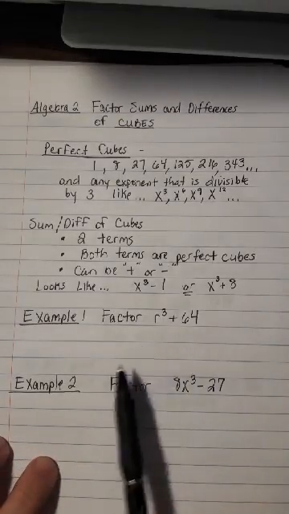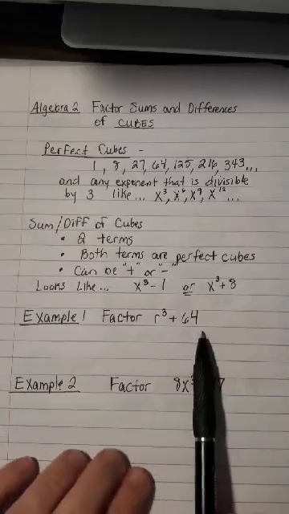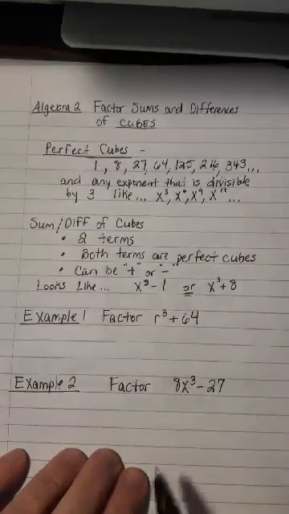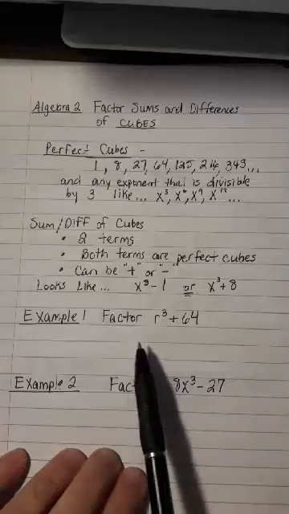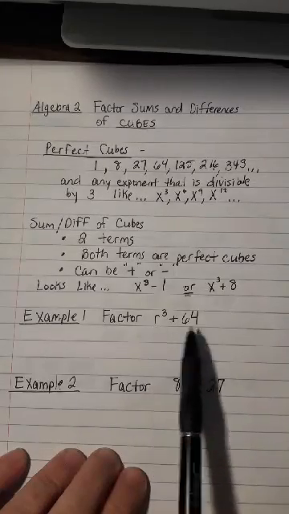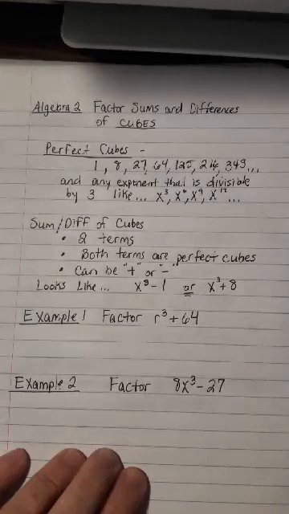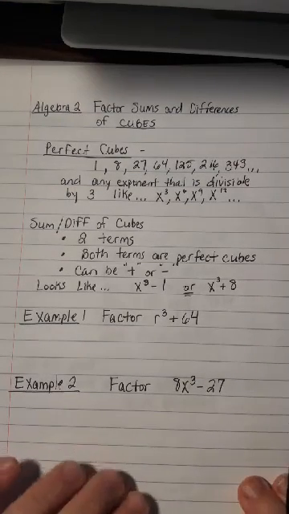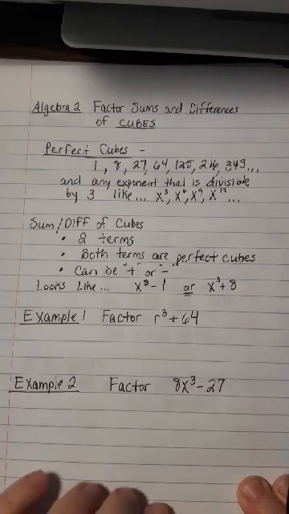All right. Example 1, factor r to the third plus 64. First thing you need to do is recognize, hey, there's two terms. So I'm going to look at my two terms and see if they're perfect squares or perfect cubes. They're perfect cubes because this is an exponent of 3 and 64 is a perfect cube. Okay, so the way that you factor this, it's going to look confusing to begin with, and then it's just a little process you have to memorize.